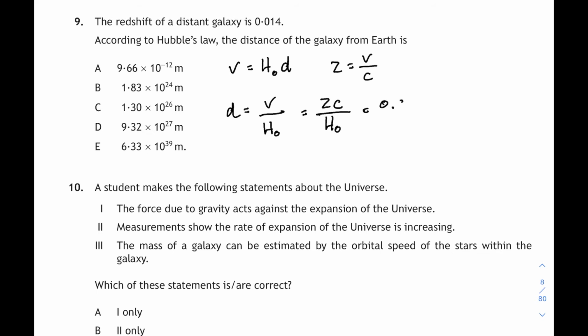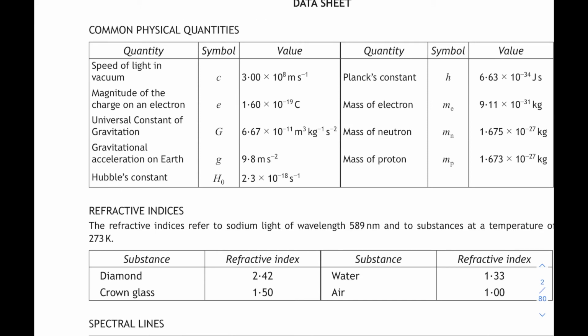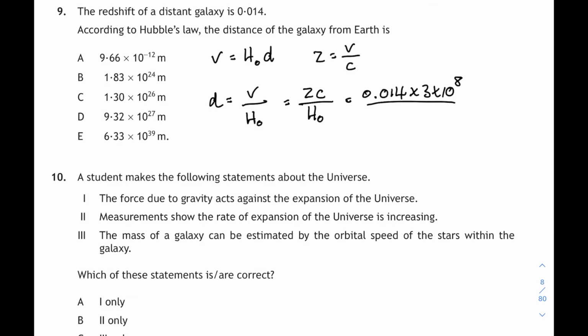We know what all those numbers are, so the redshift ratio is 0.014 times the speed of light divided by the Hubble constant, which you will find on your relationship sheet, 2.3 times 10 to the minus 18. Substitute that into your relationship. A lot of work here for 1 mark. Gives us an answer of 1.83 times 10 to 24. It's B.